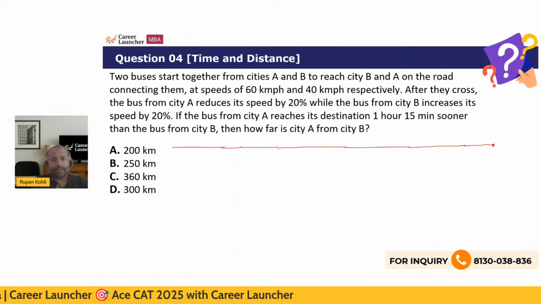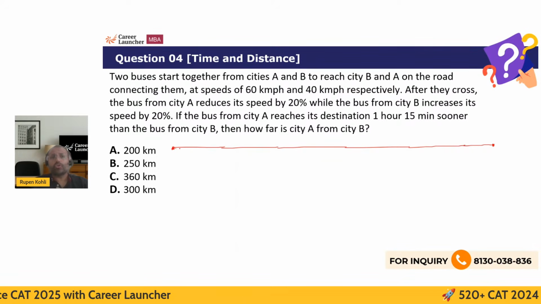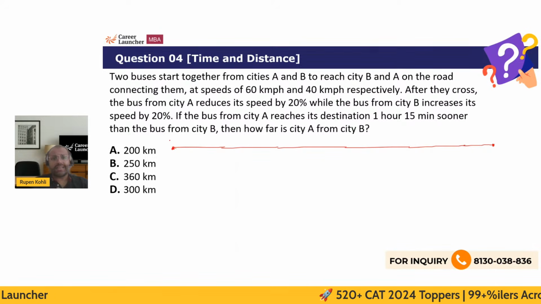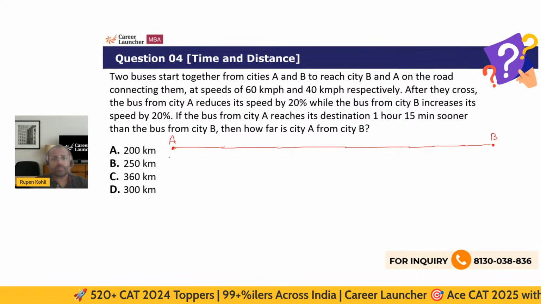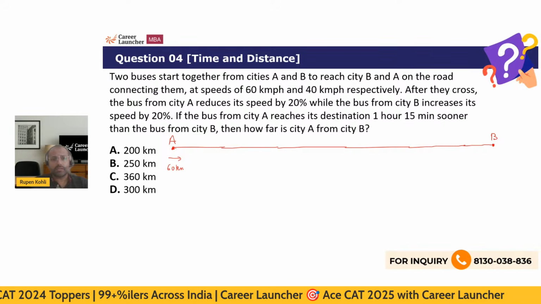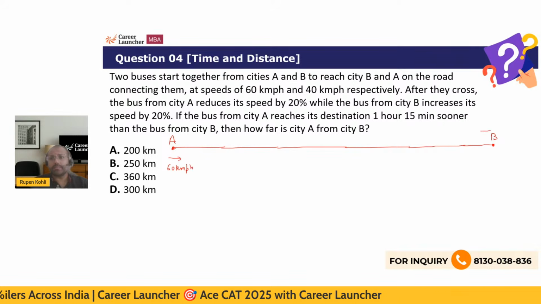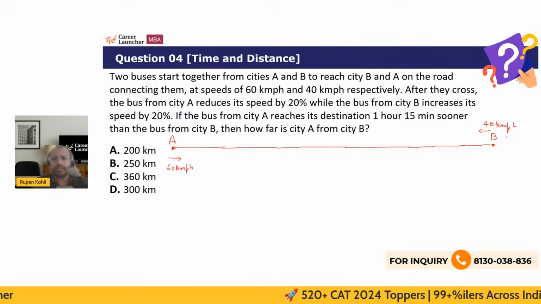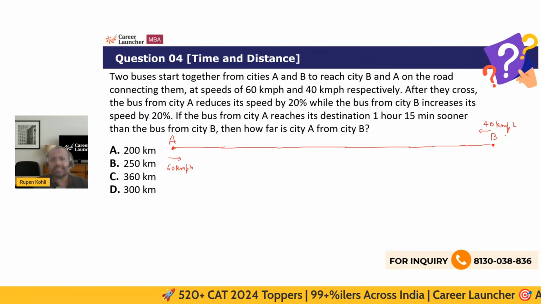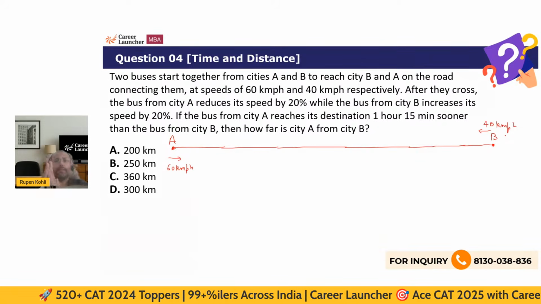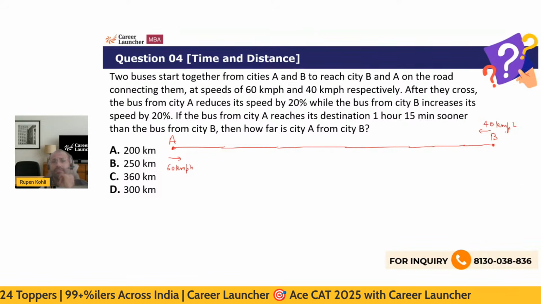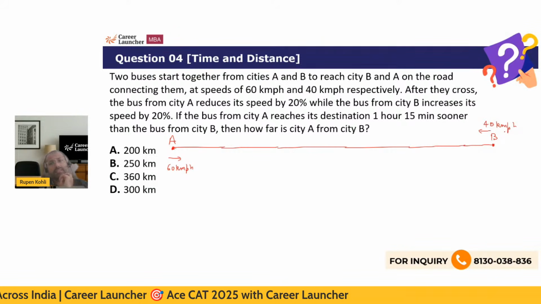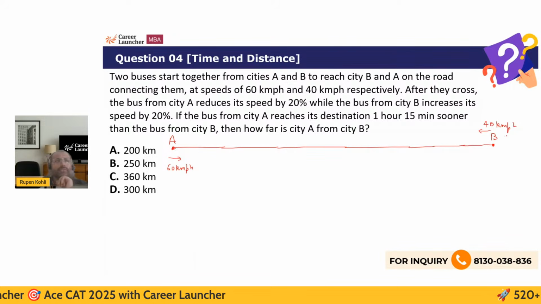So there is a journey that is happening over here from point A to B for two buses. The bus starting from city A comes at a speed of 60 kmph, right? So this bus from here is coming at 60 kmph, and this bus from the other side from B is coming at 40, right? After they cross, so okay, so the speed is given, but distance is not, and that is exactly what we have to find. How far is city A from city B? After they cross, the bus from city A reduces its speed by a certain amount, and the bus from city B increases by a certain amount. Okay, so the main thing is we don't know the total distance.